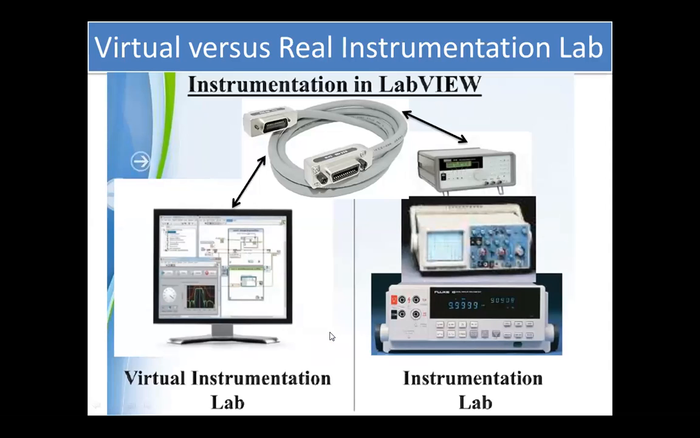Then this is what is used in LabVIEW. You have the virtual instrument and you have the real instrument. In the lab, what you have is a power supply, a CRO (oscilloscope), or a nanovoltmeter. All the instruments are there in the lab, and through a GPIB cable you connect them to the computer, and then you make use of this LabVIEW environment to make use of your instrument.